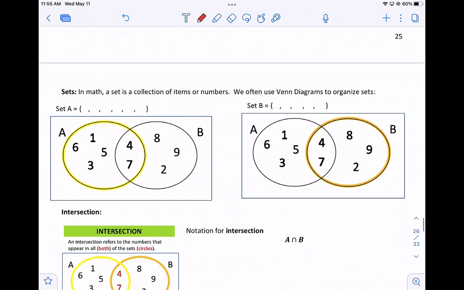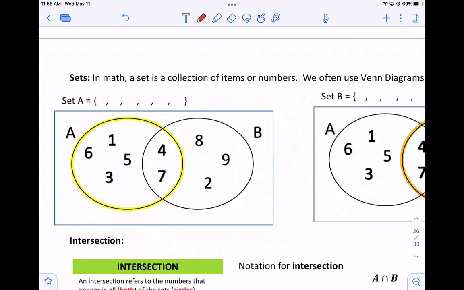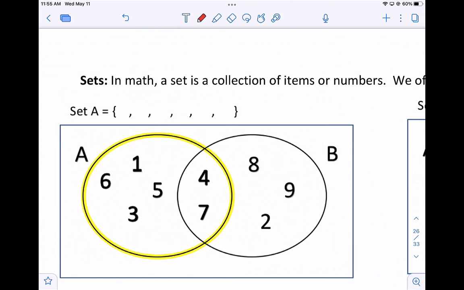Okay, sets. In math, a set is a collection of items or numbers. We often use Venn diagrams to organize sets. So set A is everything in A. Notice it can be in A and B as well, but everything in A is in that circle. And so we can write this in set notation. You see this often on Delta Math too when we've been putting in answers that have more than one answer. You have these curvy brackets right here.